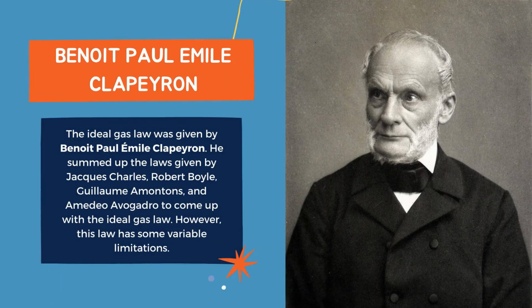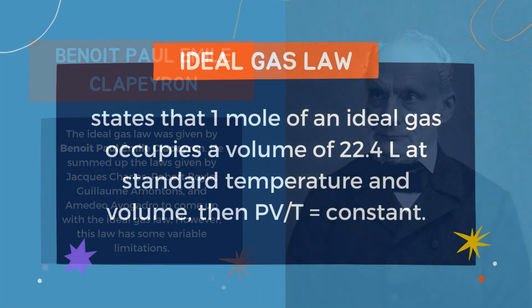The ideal gas law was given by Benoit Paul Émile Clapeyron. He summed up the laws given by Jacques Charles, Robert Boyle, Guillaume Amontons, and Amadeo Avogadro to come up with the ideal gas law. However, this law has some variable limitations.